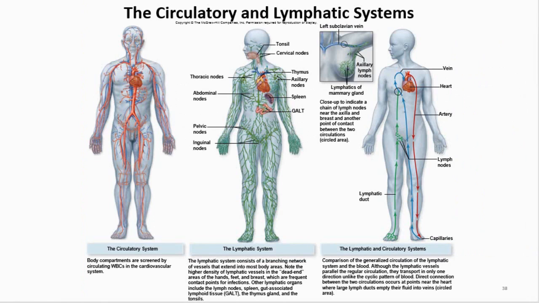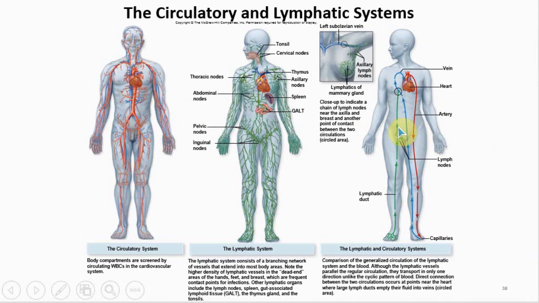All right, so this figure in your book just gives an overview of the different circulatory systems. This is what we call the circulatory system, which is blood and includes the veins and arteries. This obviously is the lymphatic system. And then this right here, it's just trying to show, I guess, two things.